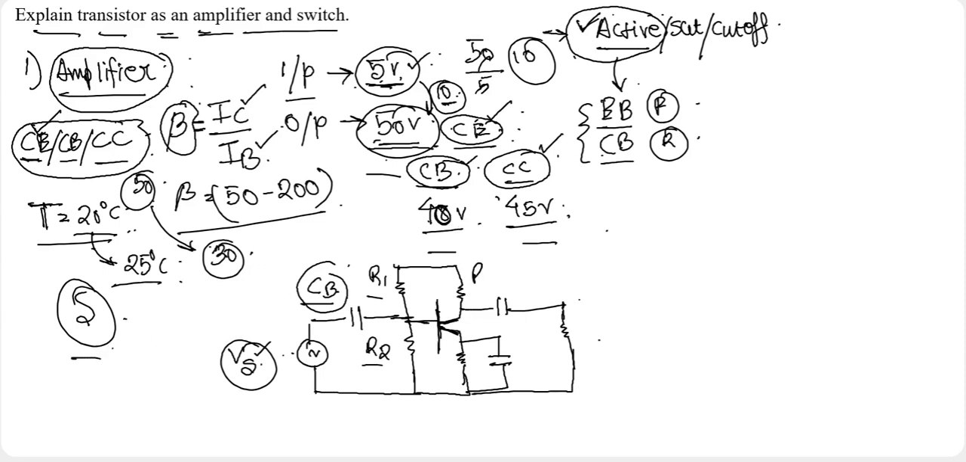This is the collector resistance RC. This is the emitter resistance RE. This is the bypass capacitor C of E. This bypasses the emitter current to the ground, because if the current which is passing through the emitter is not bypassed to the ground, what happens is the voltage gain will reduce. So in order to increase the voltage gain, this emitter capacitance will bypass the emitter current to the ground.